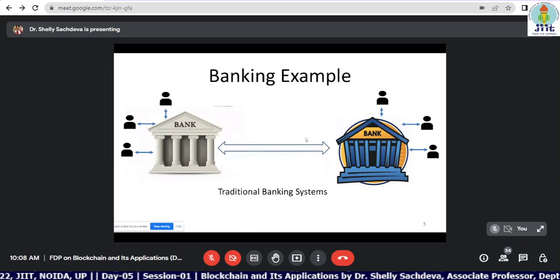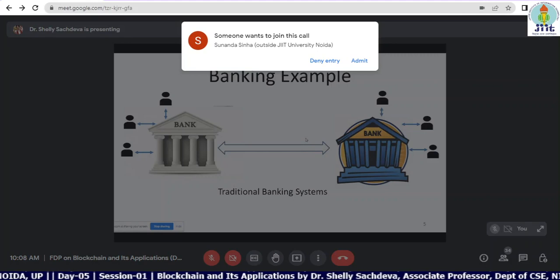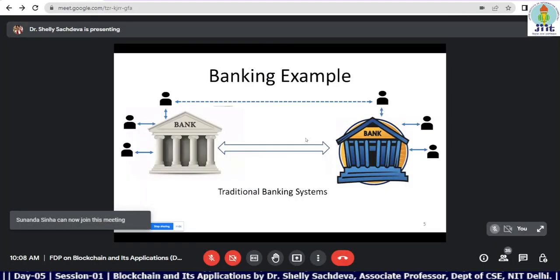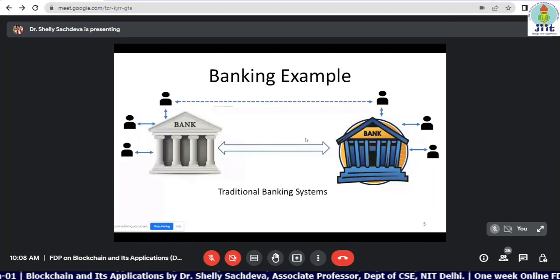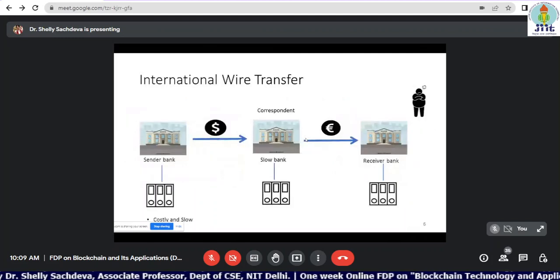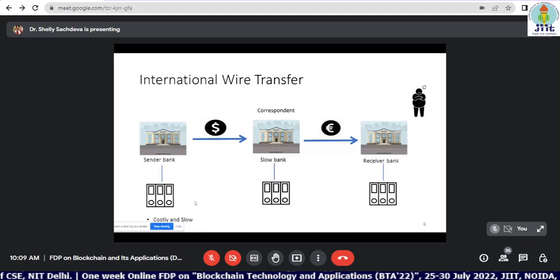Let us now consider a case where we would like to do an international wire transfer. In doing an international wire transfer, we have an intermediary between these banks. That can be PayPal, or a correspondent bank, or something similar. In earlier times, it took much time to transfer an amount, for example, from India to Japan. This is usually costly, and usually slow also. So this correspondent bank is a slower one.